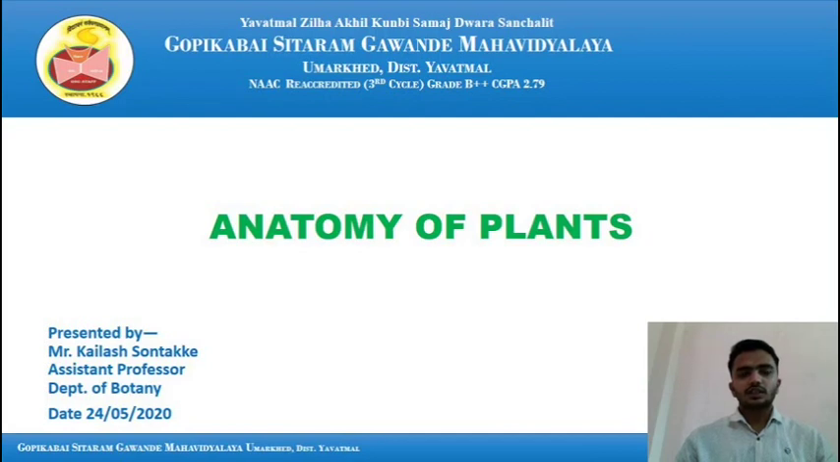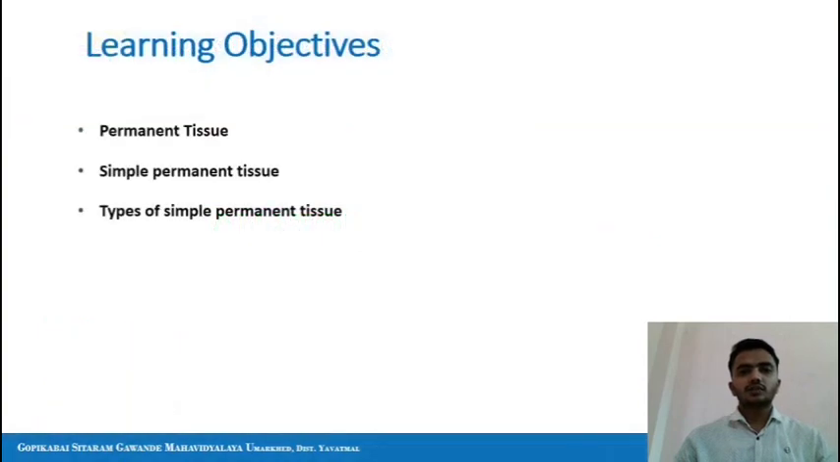Dear friends, in my previous video we have seen the anatomy of plant, and in that we have seen the tissue and the types of meristem. In that we have seen the meristematic tissue in detail. Now in my next video we will see the remaining part. So before that we will see today's learning objectives.